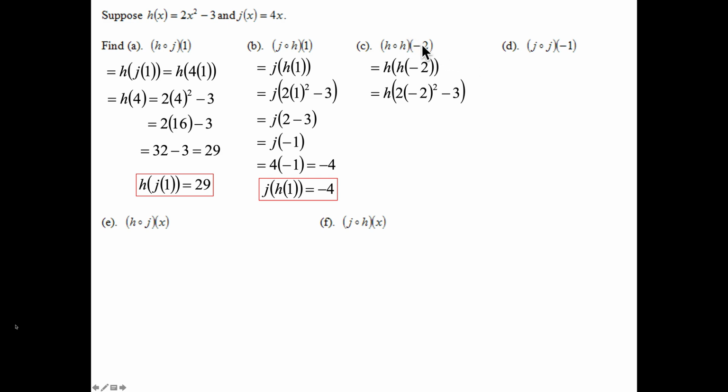So we'll take h of negative 2, take the negative 2, plug it into the h function, simplify this. All right, negative 2 squared is 4. 4 times 2 is 8. 8 minus 3 is going to give me a 5. Now we take that 5 and you repeat. You go back and you put it into the h function again. 2 times 5 squared. Okay, 5 squared is 25. Times 2 is 50. Then 50 minus 3 is 47. So h of negative 2 is 47.